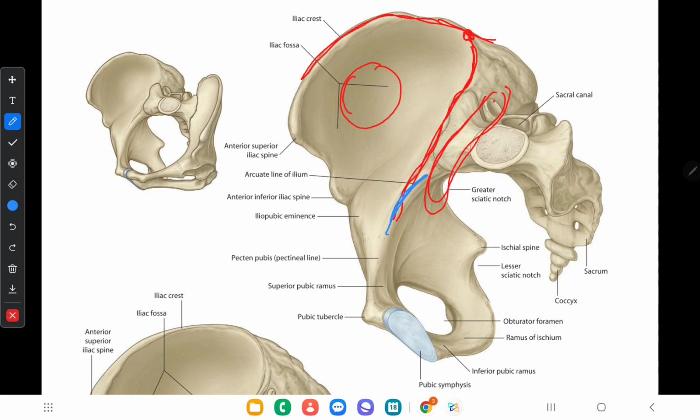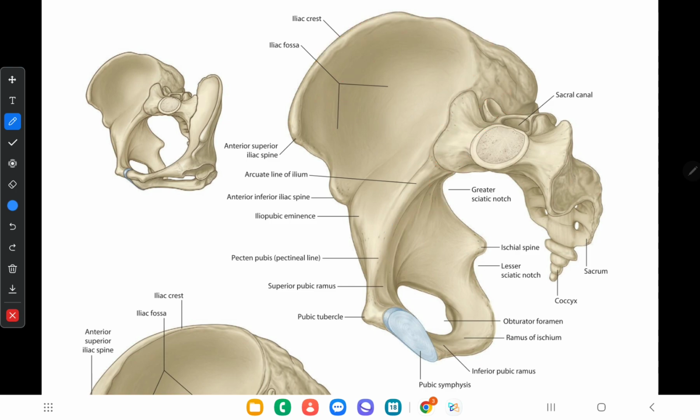The lower part of the medial border is rounded and smooth and is called the arcuate line. I forgot, in the lower part of the anterior border there is also a small projection called the anterior inferior iliac spine. This is the anterior inferior iliac spine.